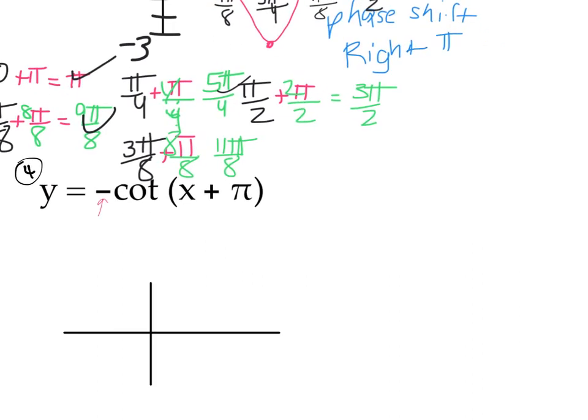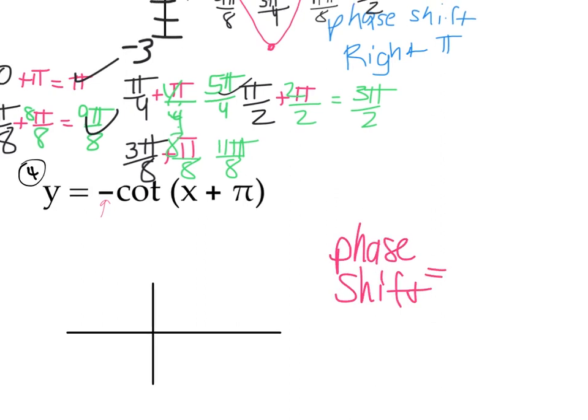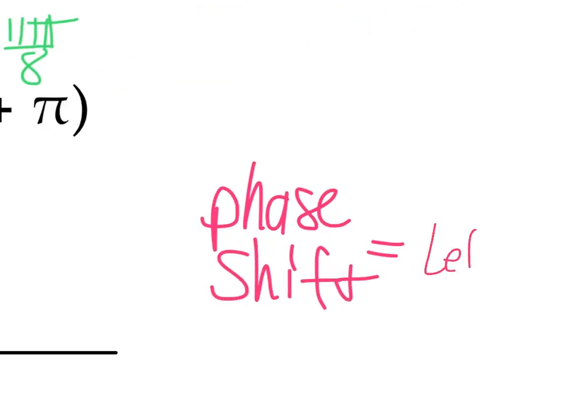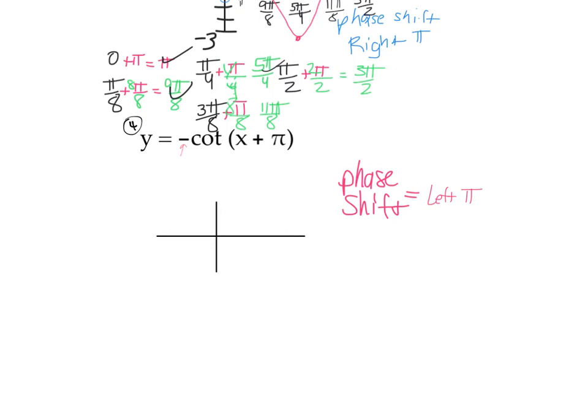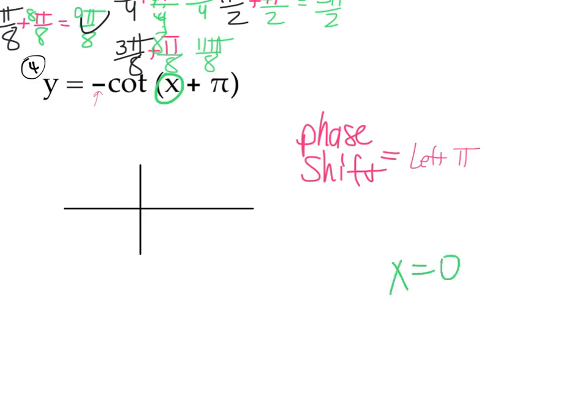So in this case, is there a phase shift? Yes. Where does this graph move? Left, how much? Left, pi. So once you find your two asymptotes, what are you going to do to those two asymptotes? If I'm going to the left, you're going to subtract pi. Okay, now pay attention. How do I figure out the asymptotes for cotangent? 0 and pi. So whatever is with it, I said x equals, just x. So x equals 0 and x equals pi.